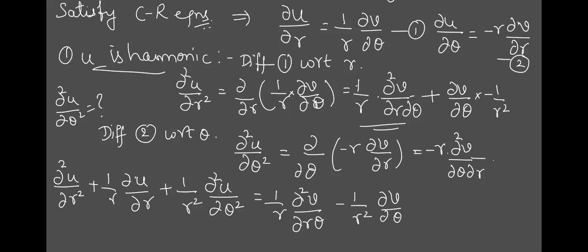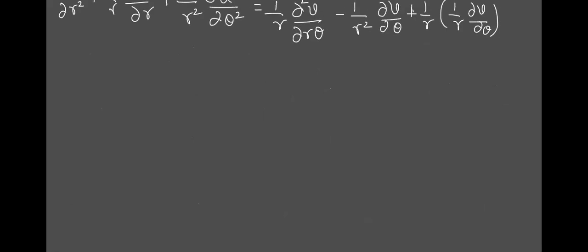I'm writing both. Then plus 1 by r. Tell me what is ∂u/∂r value? 1 by r ∂v/∂θ, from equation 1. Correct? Yes. So the value is 1 by r ∂v/∂θ. Okay. Plus 1 by r square.